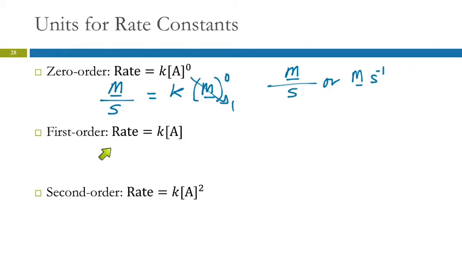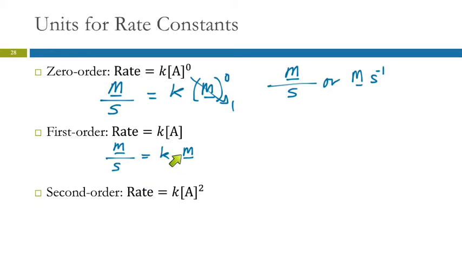So for the first order reaction, again, the rate has the unit of molarity per second, and we've got our rate constant in there, and the concentration of A has units of molarity, but this time those units stay. So what would the unit on the rate constant have to be? It's a little hard to think about, right?